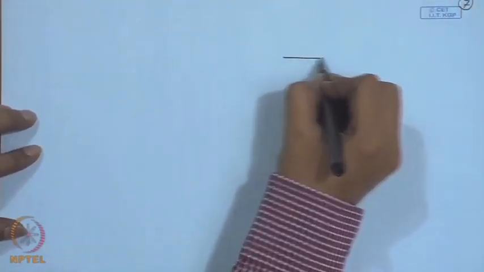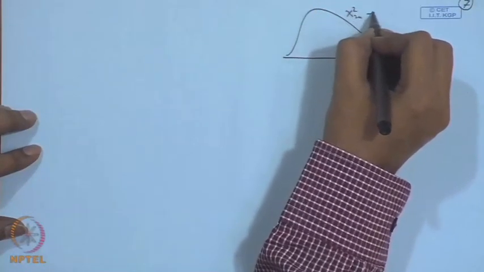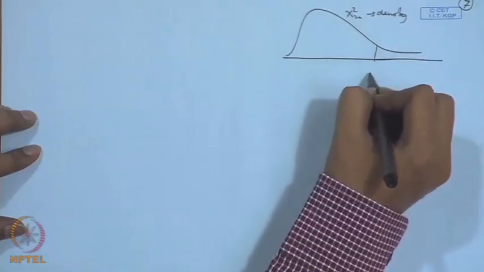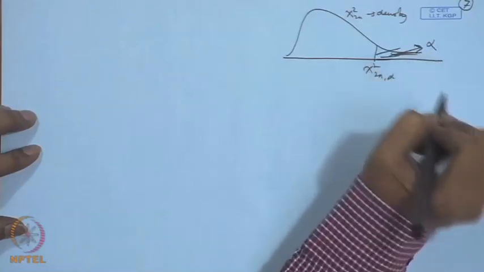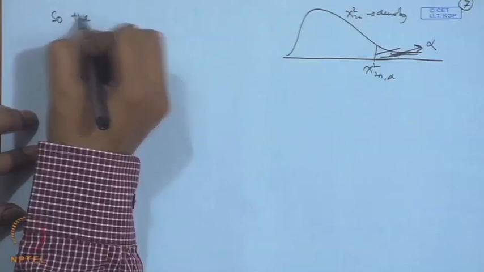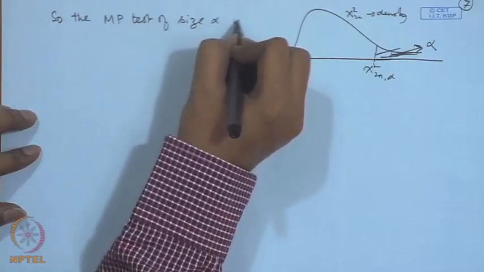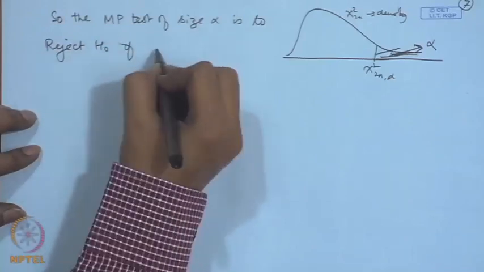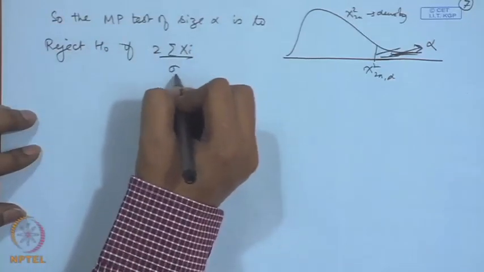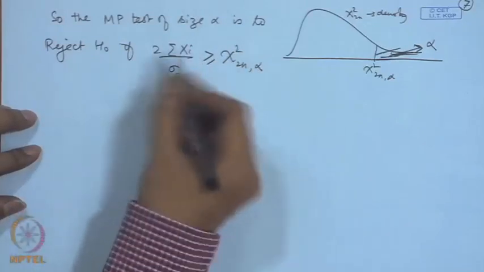So, if we consider say chi-square 2n density, this point is chi-square 2n alpha. So, this probability is alpha say. So, the most powerful test of size alpha is to reject H naught if twice sigma X_i by sigma naught is greater than or equal to chi-square 2n alpha, accept otherwise.